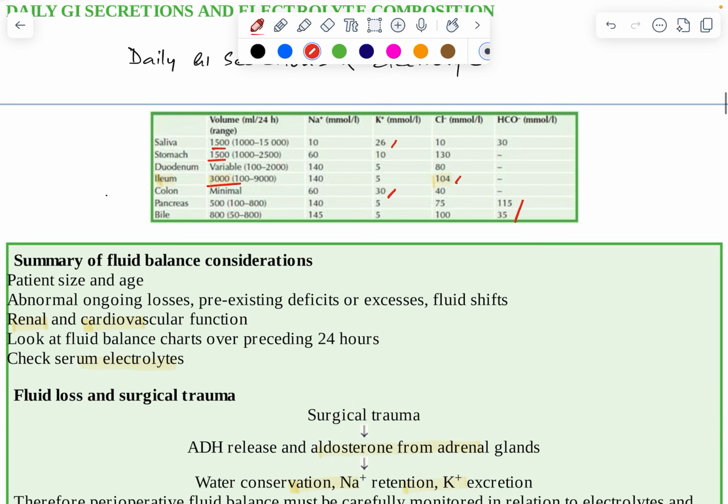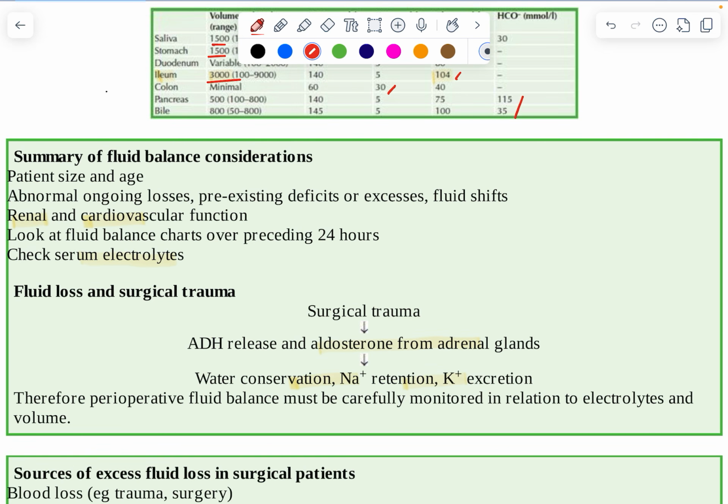Factors to consider: patient size, ongoing losses, renal and cardiovascular function, fluid loss, surgical trauma. What happens whenever there is trauma? There is antidiuretic hormone release. Trauma causes ADH release. Antidiuretic hormone, also called vasopressin, is released from the posterior pituitary, and aldosterone from the adrenal gland. Antidiuretic hormone and aldosterone: what do they cause? They conserve water, conserve sodium and excrete potassium.